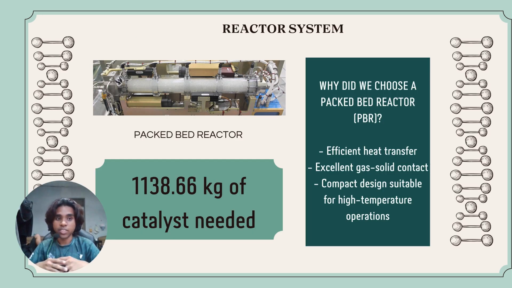For our reactor system, we have selected a packed bed reactor, or a PBR. PBRs are the best choice for this process because they provide efficient heat transfer, excellent gas to solid contact, and a compact design suitable for high temperature operations. To achieve 98.01% conversion of NH3, we require 1138.66 kilograms of a platinum rhodium catalyst. This design ensures maximum efficiency in producing high purity nitric oxide.